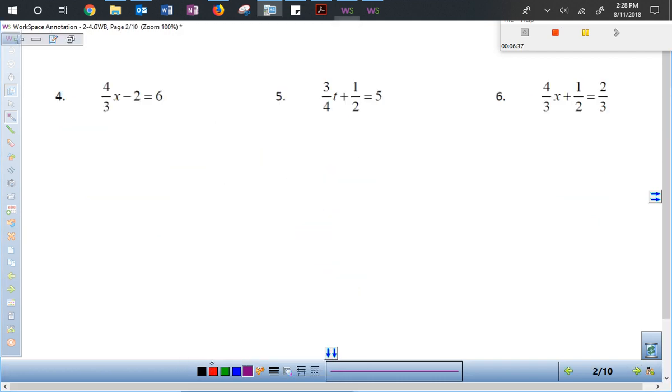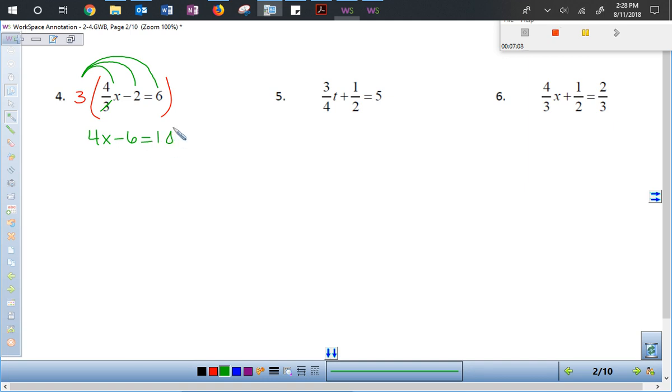Number 4, I have 4/3 x minus 2 equals 6. Here I only have one fraction, so we can multiply the entire equation by just that denominator. So when I take 3 times 4/3, since the denominator is the same as what we're multiplying by, the denominator is going to cancel out and actually just leave me with my numerator. So I'm going to be left with 4 times x. 3 times -2 is -6. And 3 times 6 equals 18.